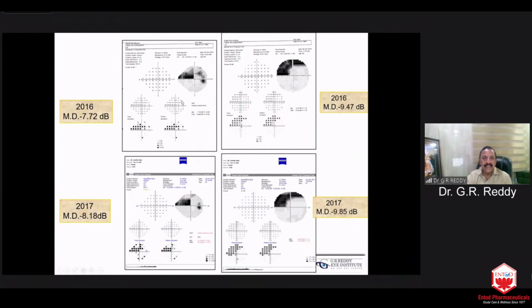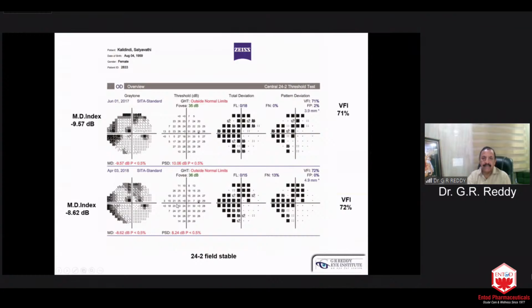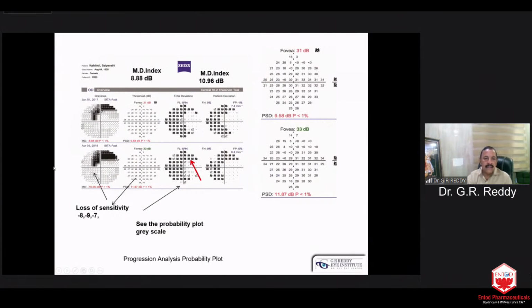Again, the correct baseline fields should be there. 24-2 is almost stable. And here, even in 10-2, it is a stable field. This is event analysis, how things are going. What is the mean deviation change from 2017 to 2018, what is the visual field index change, in this table. So here, if you see the probability plot, there are also persistence controls. And the loss of brightness within 10 degrees.